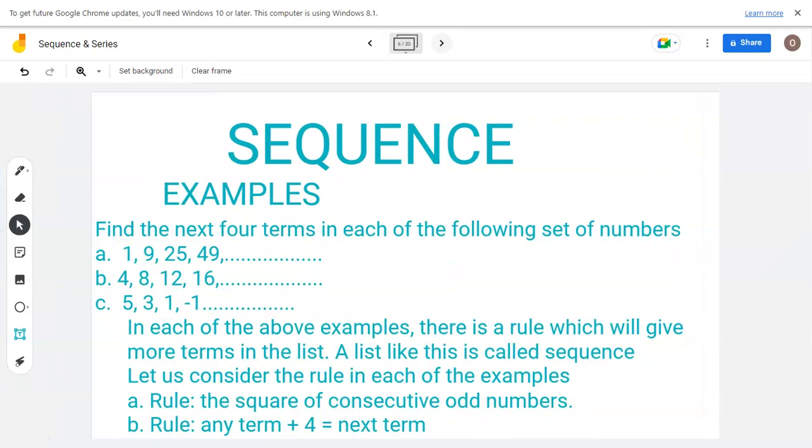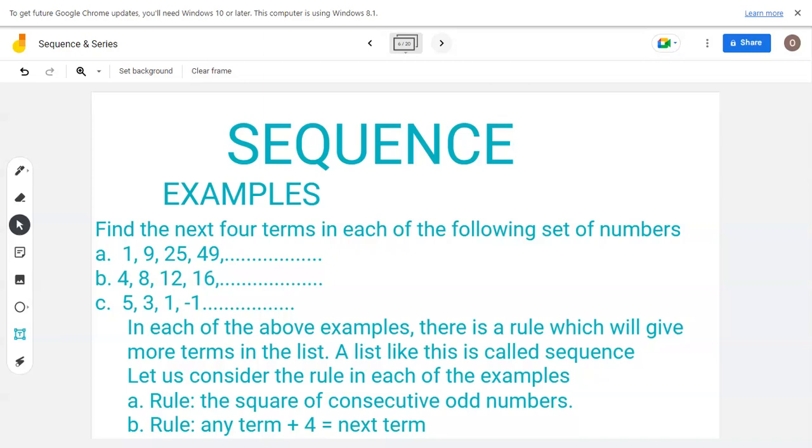Sequence. Examples. Find the next four terms in each of the following sets of numbers. A: 1, 9, 25, 49. B: 4, 8, 12, 16. C: 5, 3, 1, minus 1. In each of the above examples, there is a rule which will give more terms in the list. A list like this is called a sequence. Let us consider the rule in each of the examples.